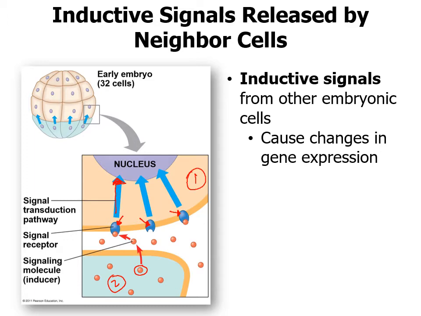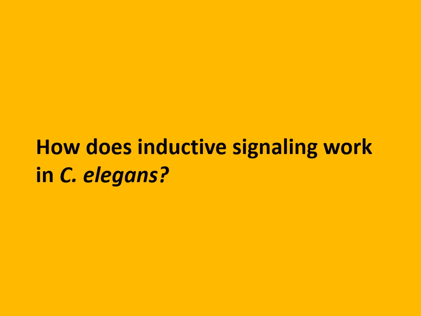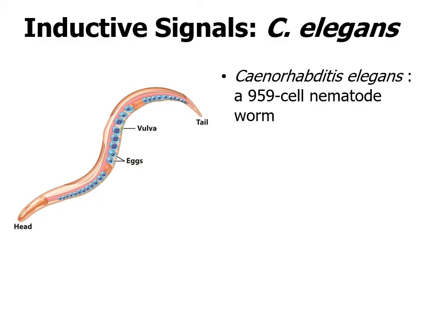All right, let's look at an example, and that example is going to look at inductive signaling in C. elegans. What is C. elegans? C. elegans is a worm that is used in research quite a bit. It's a cool research vehicle because there are only 959 cells in the organism. So as a researcher, you can almost know what every cell does, and we can look specifically at development.